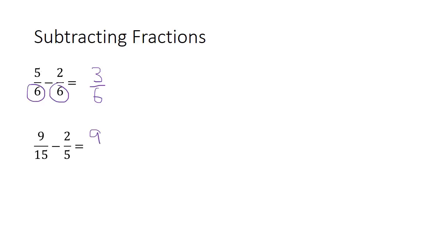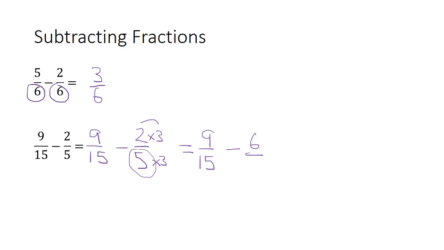So I'm going to write down my sum, 9/15 take away 2/5. And I'm going to change this 5 to a 15 by multiplying by 3. But we have to multiply the numerator by 3 as well. So let's do that. Let's say the 9/15 take away 2 times 3 is 6, and 5 times 3 is 15. There we go. We've got the same denominator.